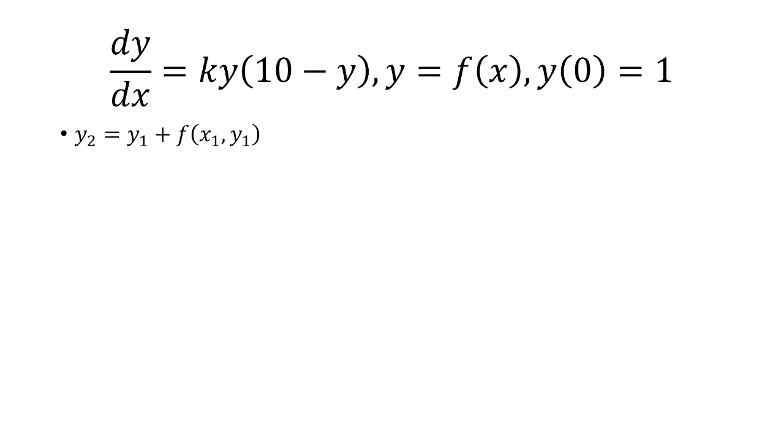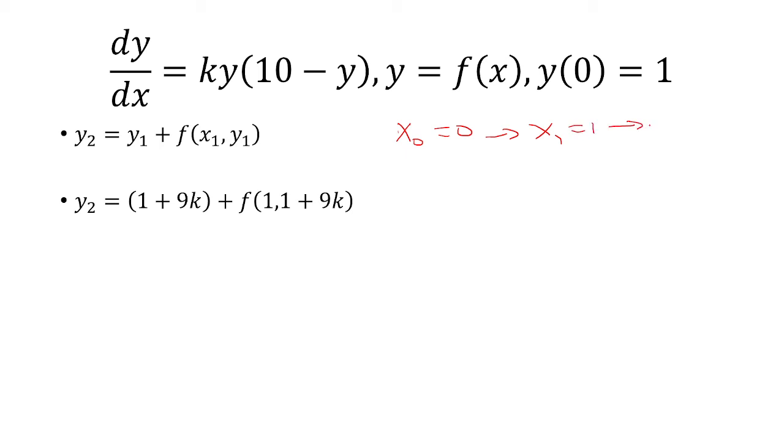For y_2, it's y_1 plus f(x_1, y_1). y_1 is what we just solved for. That was 1 + 9k. x_1 is going to be 1. So basically, you start off at x_0, you go to x_1, and then x_2. This is the intermediate step before we go to x_2.